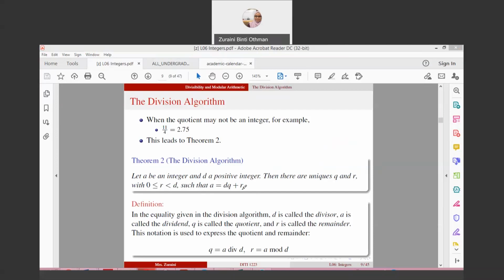In the equality given in the division algorithm, d is called the divisor, a is called the dividend, q is called the quotient, and r is called the remainder. This notation is used to express the quotient and remainder: q = a div d, and r = a mod d.